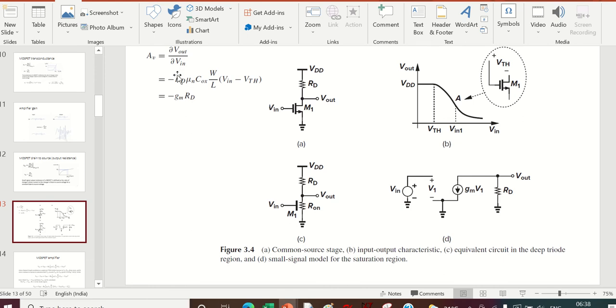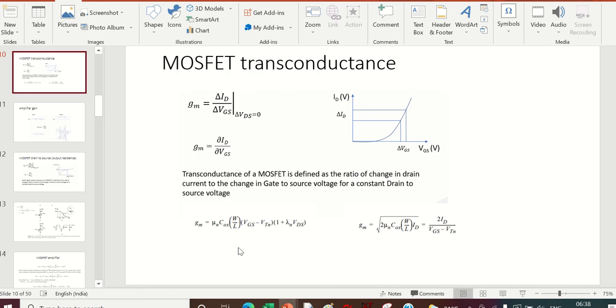AV is equal to V out by V in. If you take V out and take differentiation, we will get AV is equal to GM times RD. The GM equation is the same for all cases. This GM equation is equal to mu n C ox of W by L times (Vgs minus Vt) times (1 plus lambda times Vds).